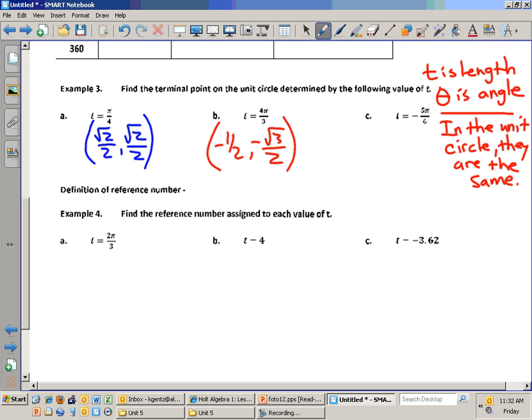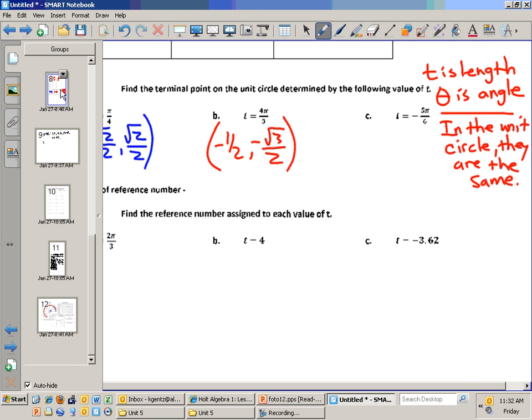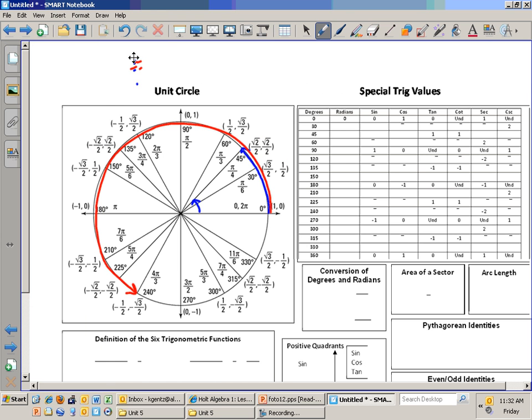Again, t technically represents arc length. It happens to be the same as theta in the unit circle. And t equals negative 5 pi over 6. So now I look at my unit circle and I go negative 5 pi over 6. Well, positive 5 pi over 6 would bring me to 150 degrees. So negative 5 pi over 6 would be 150 degrees in the opposite direction. It would be right here, and that would be negative square root of 3 over 2 and negative 1/2.